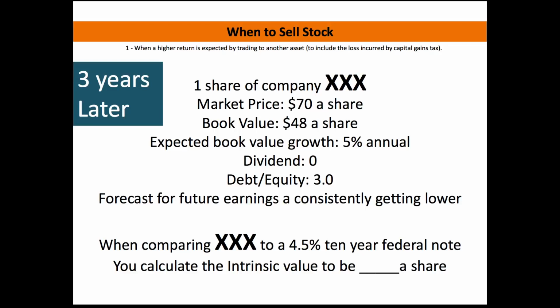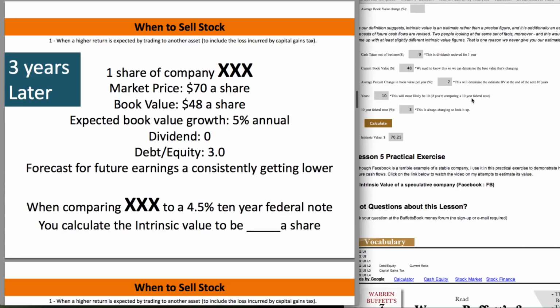And when we look at the 10-year federal note, let's just assume that the 10-year federal note is now 4.5%. Now, if you remember before, it was 3%, but now it's 4.5%. So that's going to put a different intrinsic value on this company, especially because our market price is different and all those different variables. Okay, so let's go back to our intrinsic value calculator and figure out what this thing's worth with all the new variables. Okay, so here we are back at the intrinsic value calculator again. You take the same path that we took before to get here.